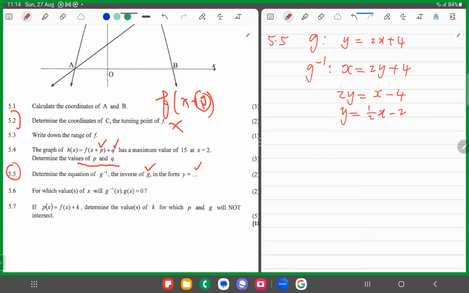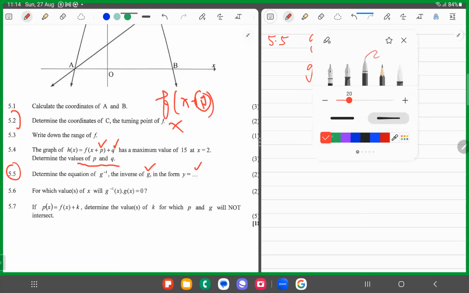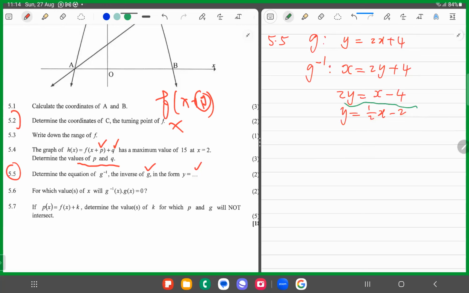So now when we determine the equation, it's exactly in that form. So the equation is exactly in the form half x minus 2. All right.